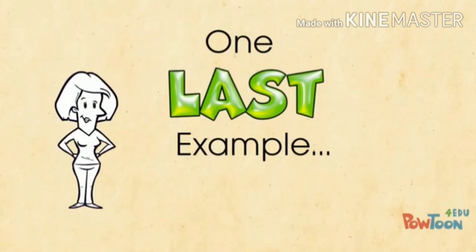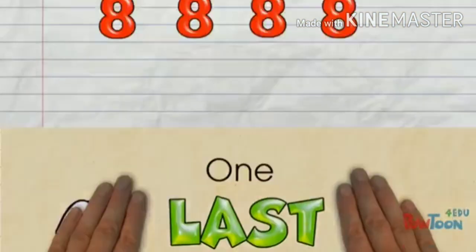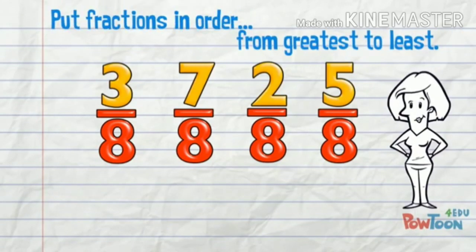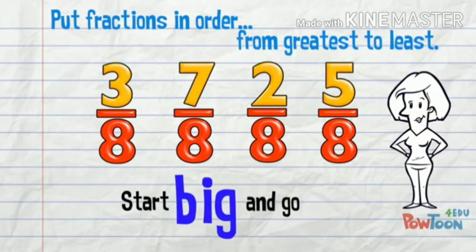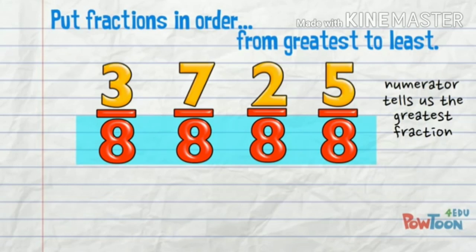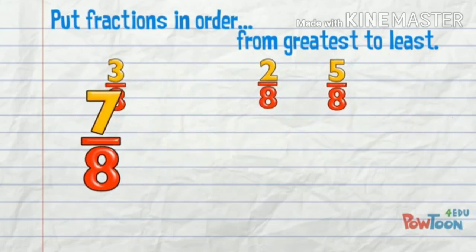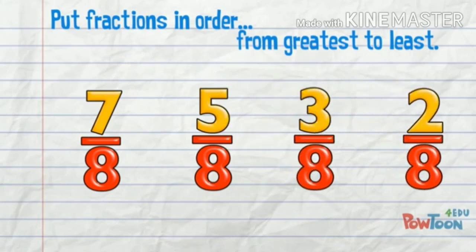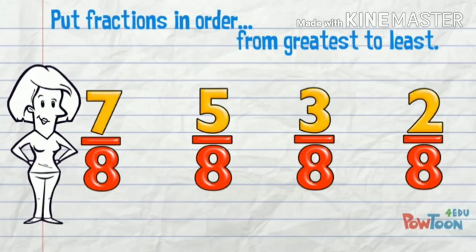We'll have one last example, then it's your turn. We're going to put this group of 4 fractions in order from greatest to least. We start big and go small. This time, I'm not going to use fraction strips. The denominators are all the same, so the numerator tells us the greatest fraction. And 7/8 is the greatest fraction because it has the largest numerator. The next one down from this is 5/8, then 3/8, and the smallest is 2/8. Now they are arranged in descending order.